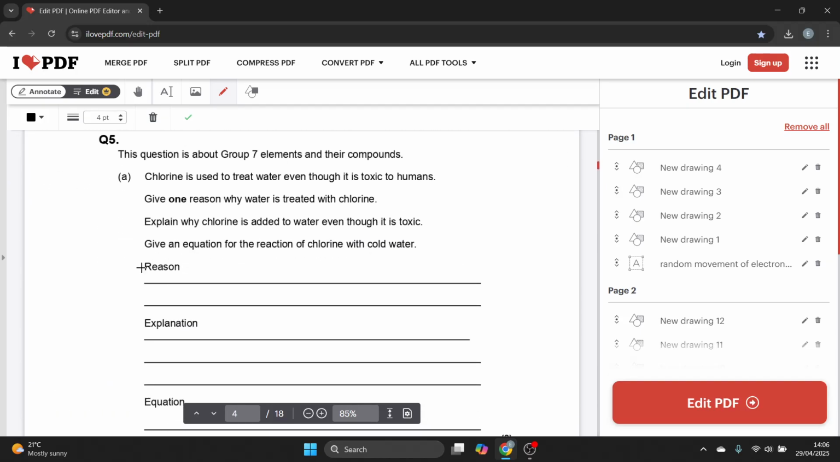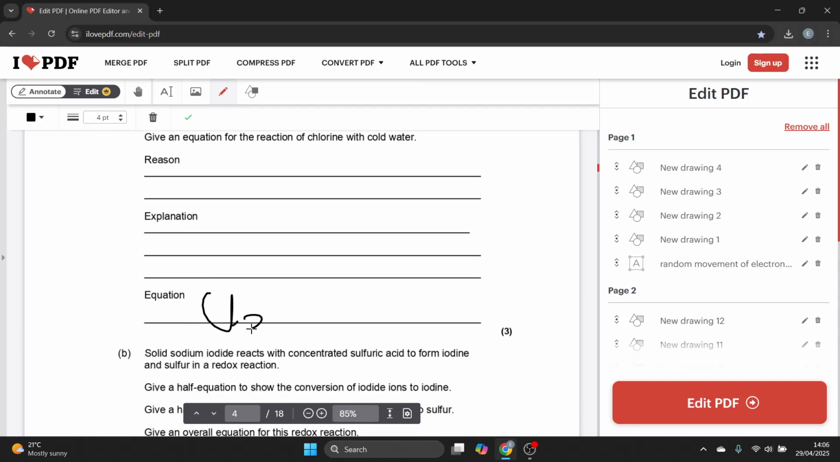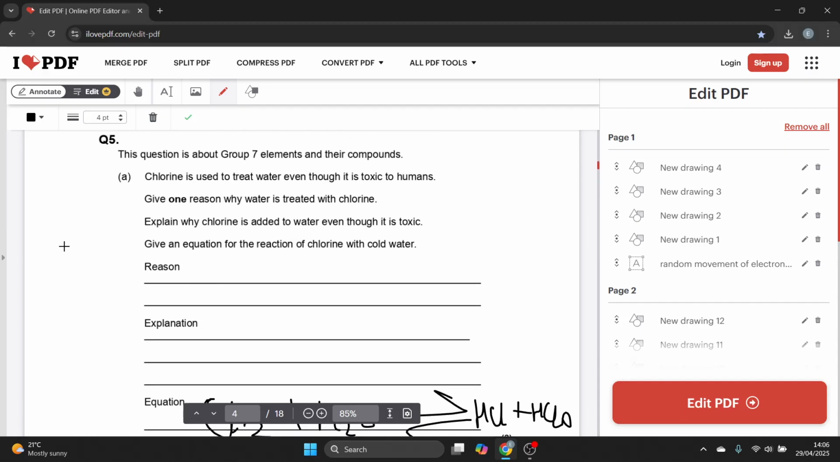Give the equation for the reaction of chlorine with water. So the equation: Cl2 plus H2O, HCl plus HClO.